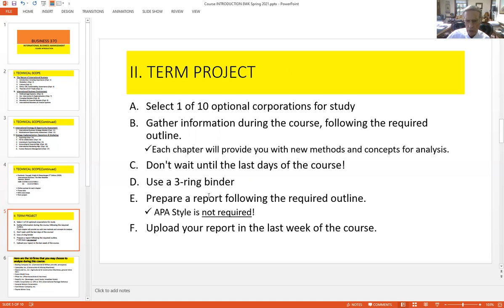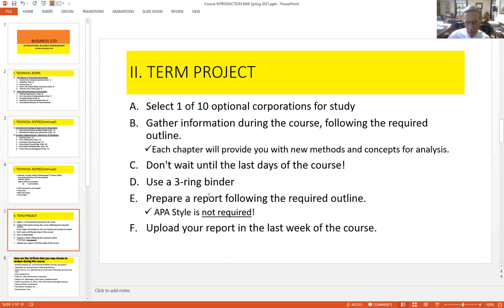First of all, you need to select a corporation from a list of 10 that I believe I'll show you on the next slide, and then gather information about the company. And the smart way to do that is to use the chapters as we go through them to identify the kind of information that you can collect and assemble it.